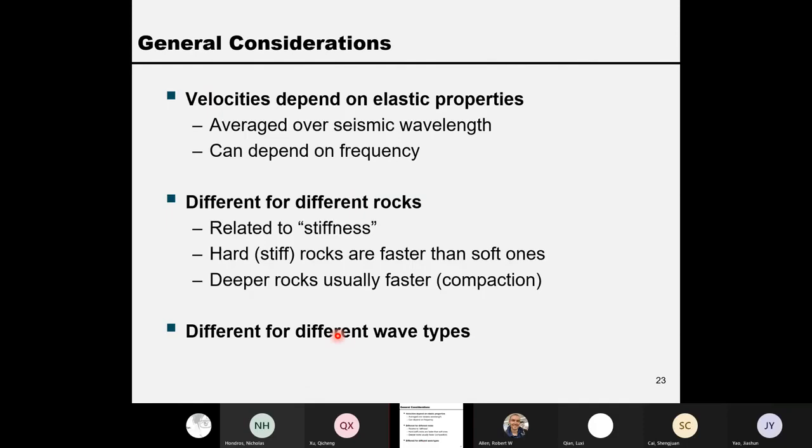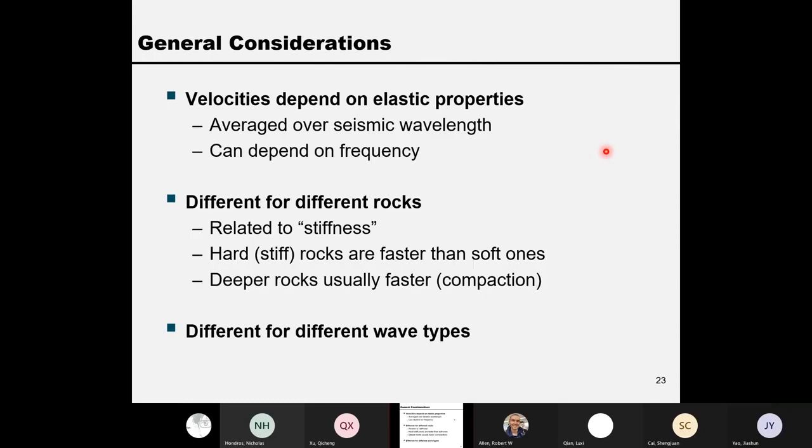That's the velocity. For velocity analysis, in the local physical concept, there are a number of considerations. First of all, velocity depends on the elastic properties. So this basically is averaged over seismic wavelengths, right? The elastic properties can have a different scale, macro scale, micro scale, or in the middle. But for seismic analysis, you should consider it averaged over the seismic wavelength. So the resolution is determined by the seismic wavelength.